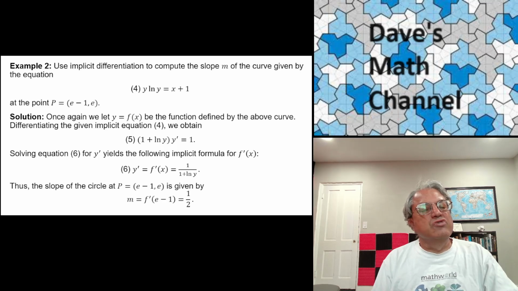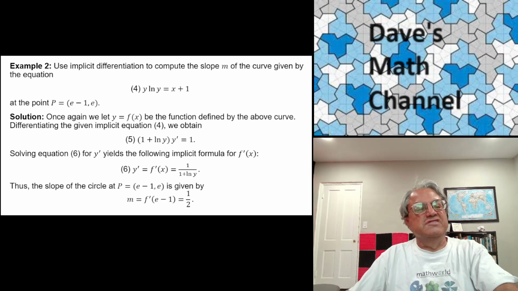Okay, now the last thing we have to do is plug in the coordinates of the point we're given. And this time we only need y, so y is e. So we're going to get f prime of e minus 1, the slope we want, is equal to 1 over 1 plus the natural logarithm of e. Well, we know the natural logarithm of e is 1, so we're going to get 1 plus 1 in the denominator, which is 2. So our answer is 1/2. So that's how we do that.